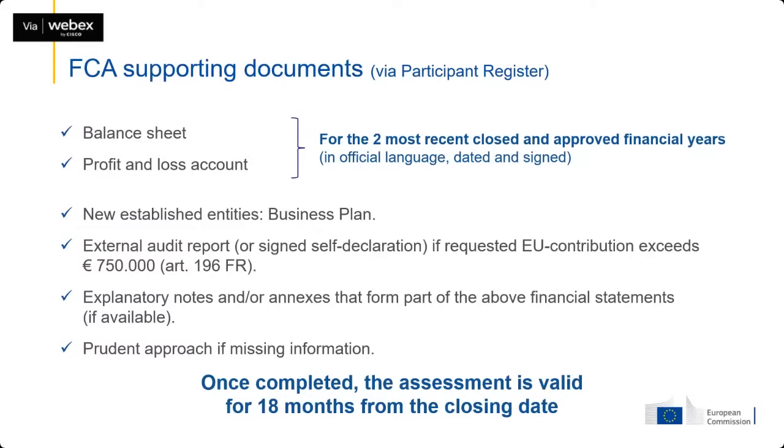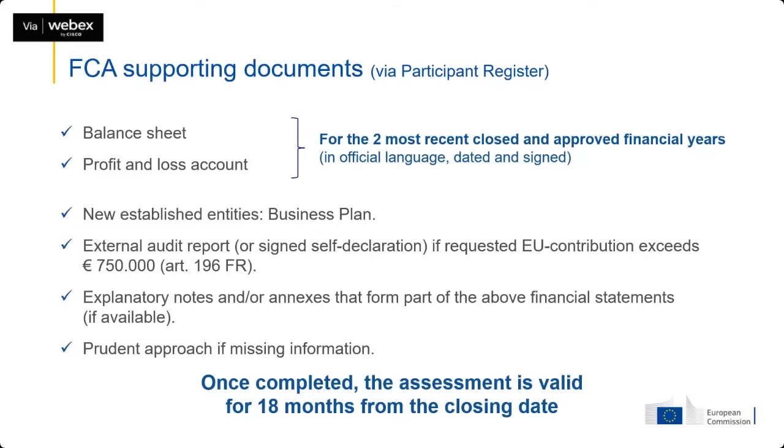For those entities requesting individually more than 750,000 euros, also an audit report on the annual accounts is required. In case your organization is not subject to an audit report, you have to provide a self-declaration signed by the legal representative. This self-declaration is available also in the funding and tenders portal, but you will find a hyperlink in the message request for documents. You will find it in your PIC account in the participant register.